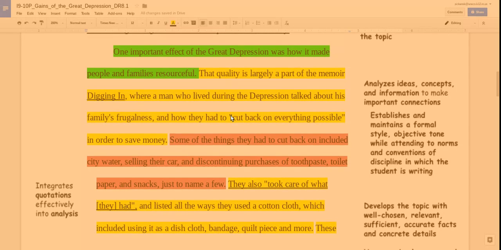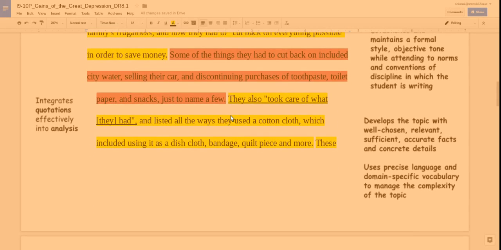Then we need some more of our own explanation that we're going to add to it. Some of the things they had to cut back on included city water, selling their car, and discontinued purchases of toothpaste, toilet paper, and snacks, just to name a few. We're continuing and adding some more explanation and going more in depth with the evidence that we had. And that's how we're going to use the Toulmin method here. We're continuing and adding more to our evidence.